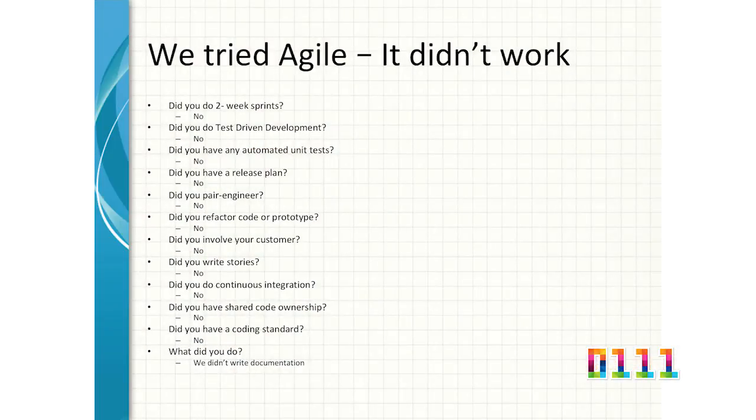And teams have tried Agile, and what do they say? Well, it didn't work. Okay, so then you start digging into what they really are telling you that they've tried. So do you do 2-week sprints? No. Do you do test-driven development? Well, that's impossible in embedded development, right? So no. Do you have automated unit testing? Again, impossible in embedded systems, right? So no, we didn't do that.